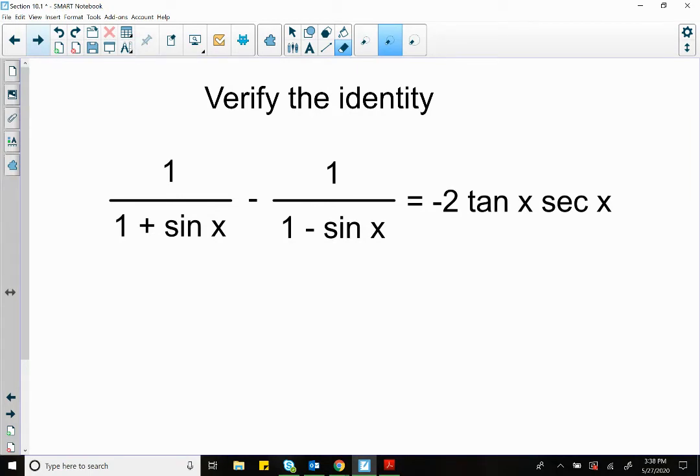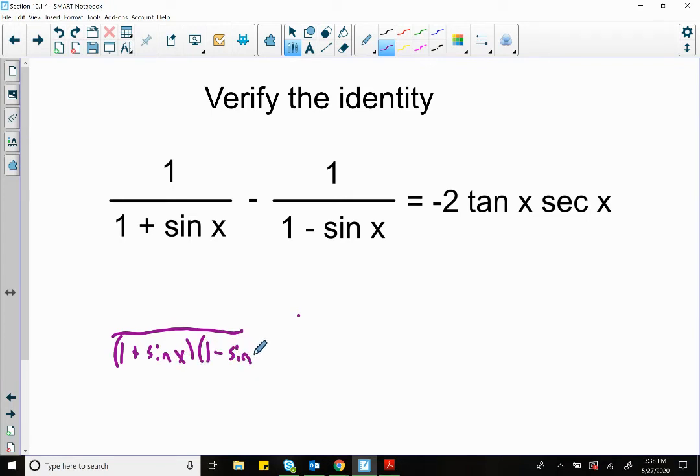Okay. So if you look at this, this one's going to be a lot of fraction work. So we've got two fractions here. Let's put them together. So in order to put these fractions together, we're going to need a common denominator. And hopefully that common denominator you knew was going to be 1 plus sine and 1 minus sine. That's going to be the common denominator between these two. Okay? 1 plus sine, 1 minus sine.